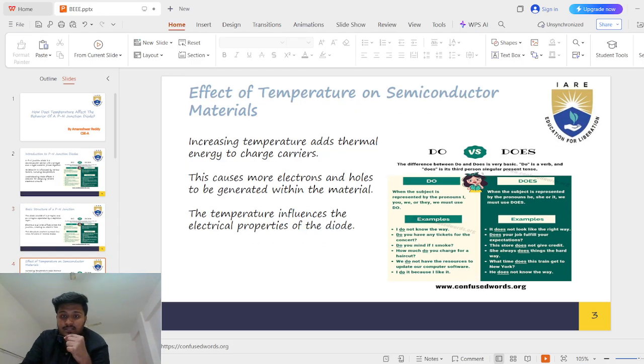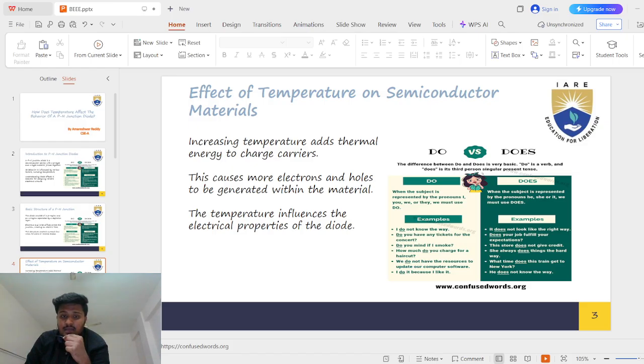The effect of temperature on semiconductor materials. When the temperature increases, the atoms inside the diode get more energy. This extra energy makes it easier for some electrons to break free from their atoms and move around. As a result, more electrons and holes, the spaces left behind when electrons move, are created inside the material. Because of this, the number of charge carriers increases, which affects how electricity flows through the diode.